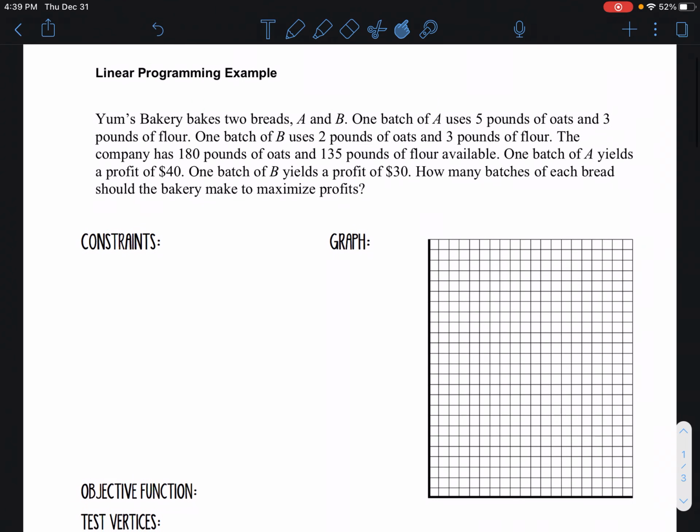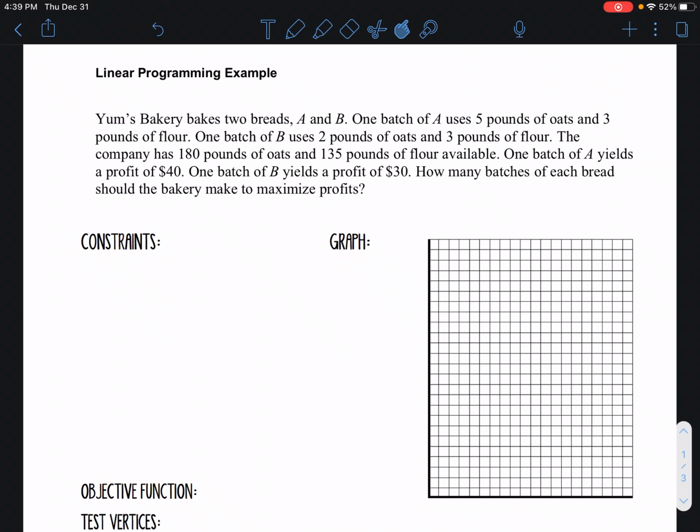Okay, so today we're going to talk about our first linear programming problem, and then really focusing on writing constraints and our objective function. A quick reminder that constraints are your inequalities that limit or restrict your solution region. So they restrict that. They are written as inequalities.